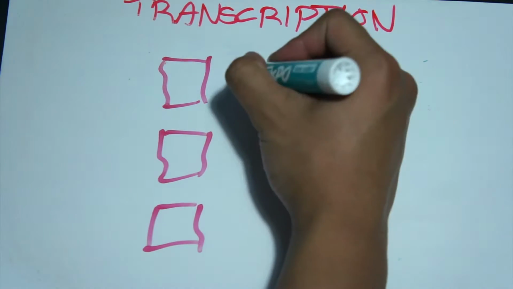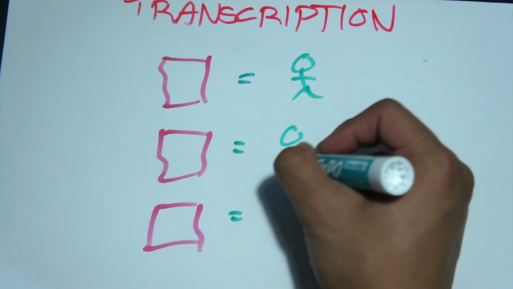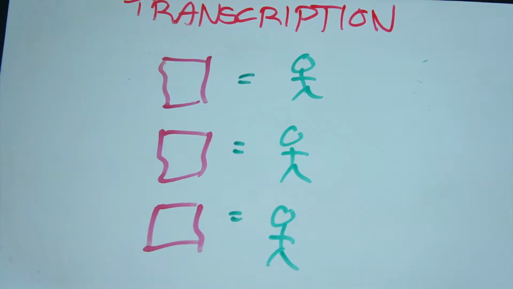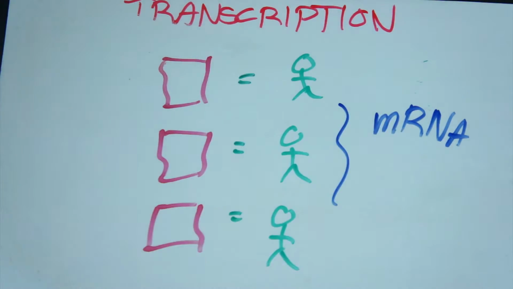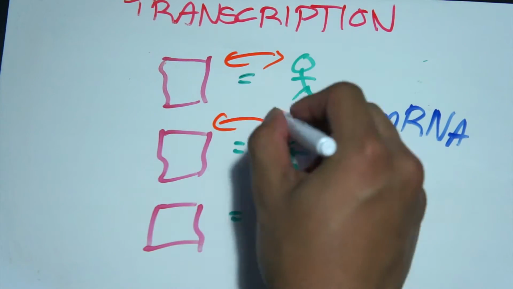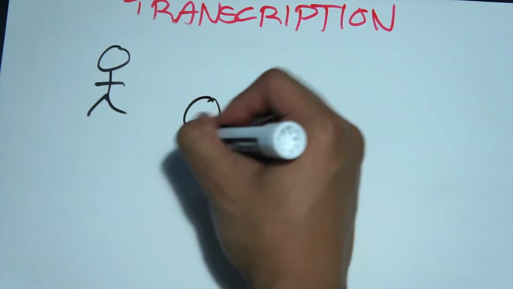So the scouts are your mRNA. They match up and they have the ideas that they need, all the information that they need to go get a team.